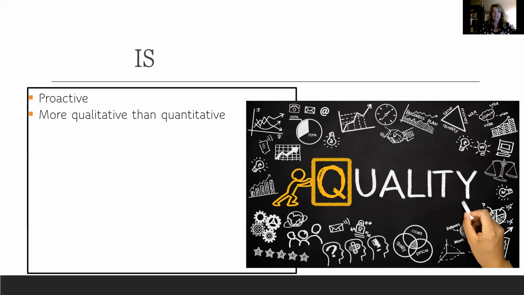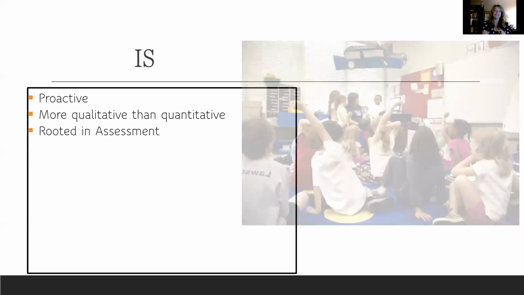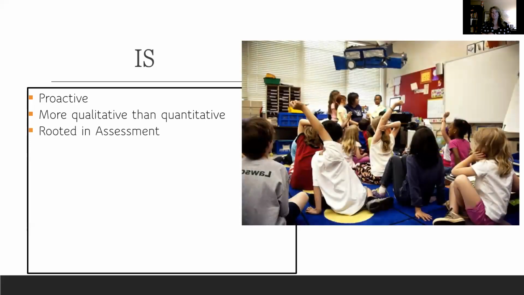The quality of what content they're working with and what content they present to us, that's true DI. It's also rooted in assessment. So effective educators understand that teaching and learning work together for teachers to know their students better and for students to know the content better. It really is a beautiful partnership.